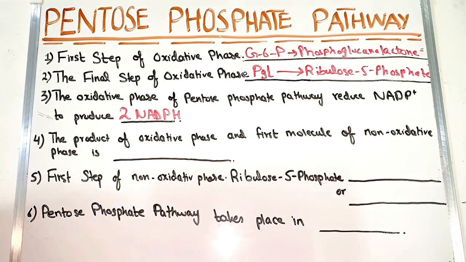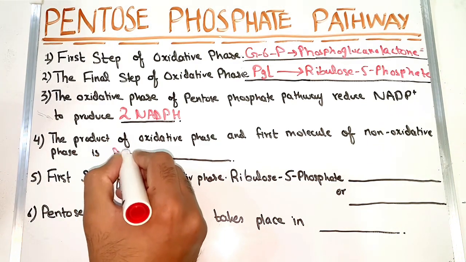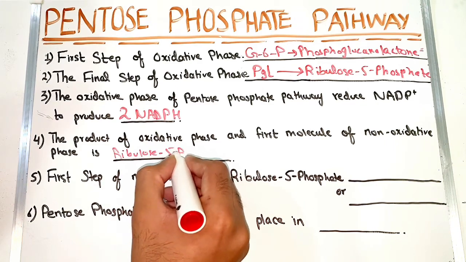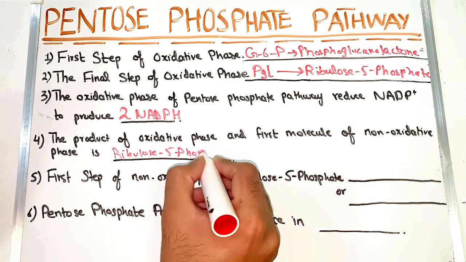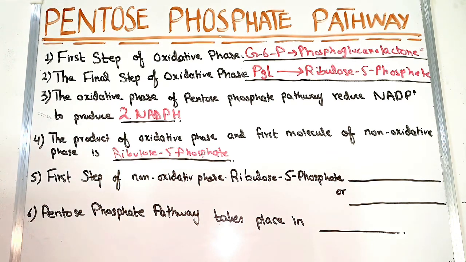Next question is: the product of the oxidative phase and the first molecule of the non-oxidative phase is? I told you in the second question that the last product is ribulose 5-phosphate, which is also the first molecule of the non-oxidative phase. When there is no need for ribulose 5-phosphate, then it can be converted into ribose 5-phosphate or xylulose 5-phosphate.